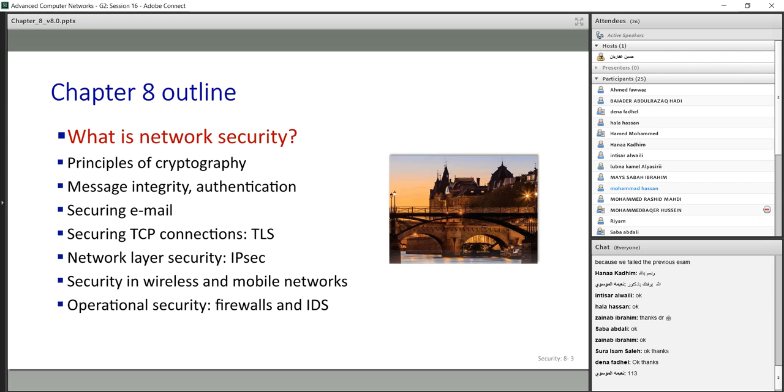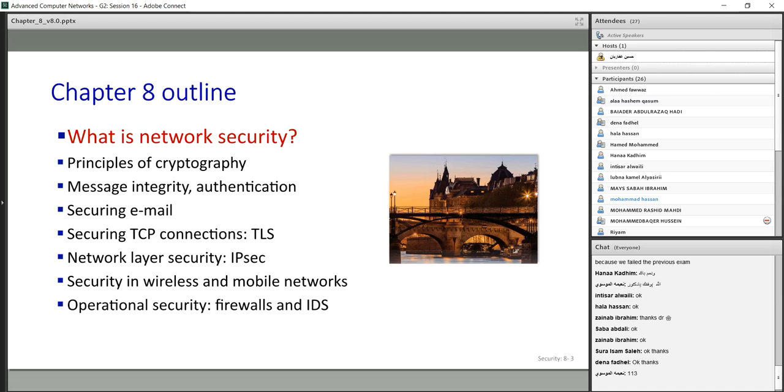Okay, so this chapter is important for us because we know that in current days, network security is the utmost important topic for us, because we can see that computing devices influence all of our lives.